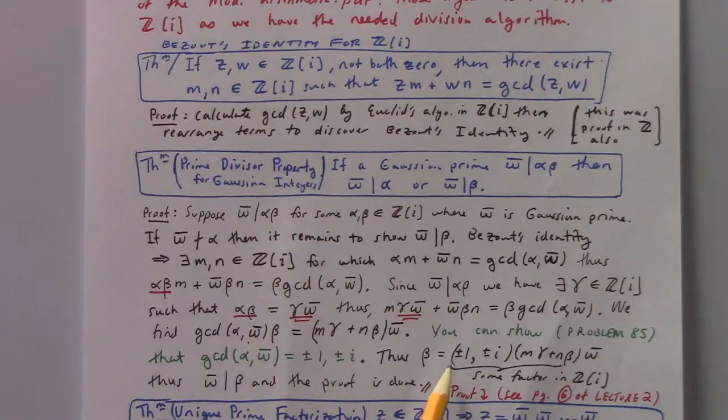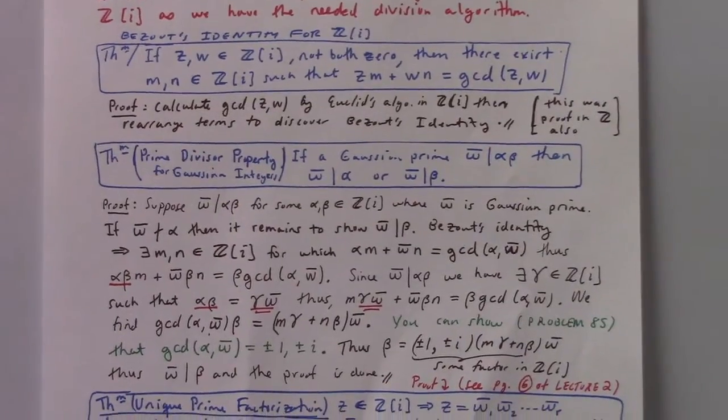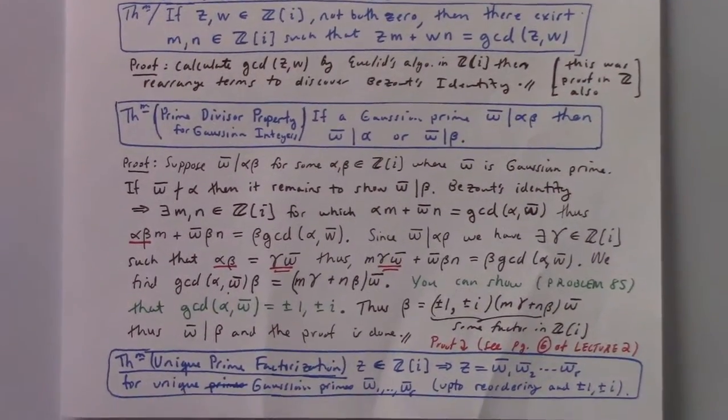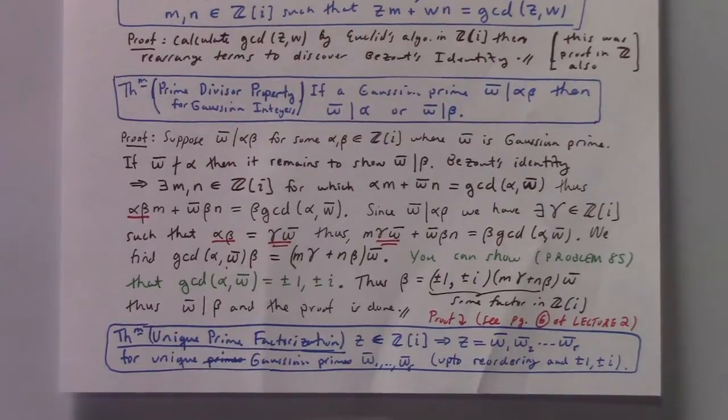And once you do that, it's clear that omega bar divides beta, which is what we set out to prove. So there you go. There's your prime divisor property, still true in the Gaussian integers. Stillwell doesn't have quite this much detail. I thought it would be helpful for you guys to see it a little bit.